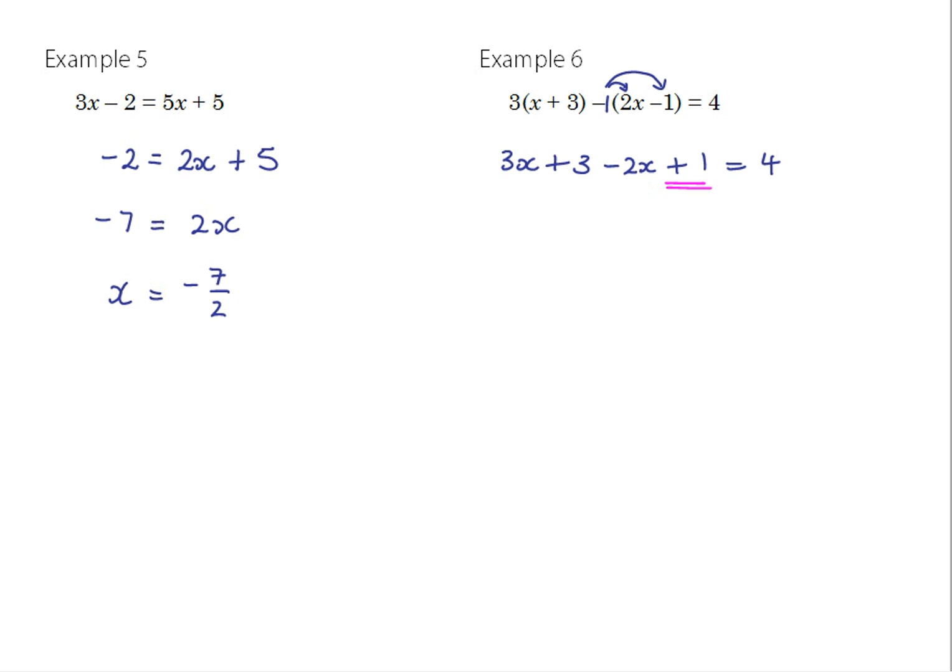Alright, so now collect our like terms together on the left hand side. So we've got 3x minus 2x is x. I've got 3 plus 1, which is 4. And subtracting 4 from both sides, so x equals 0. Again, you should be able to check it easily enough.